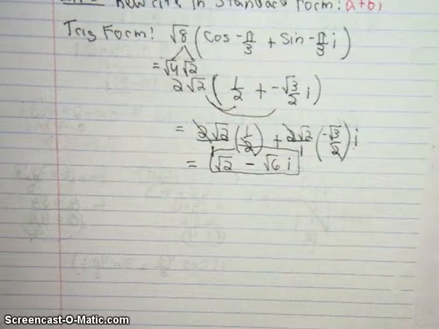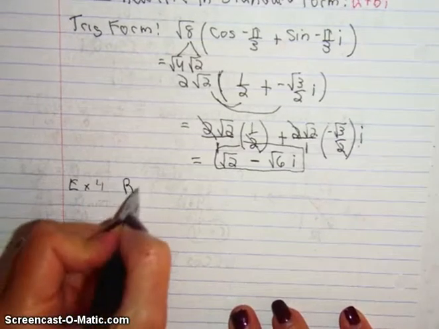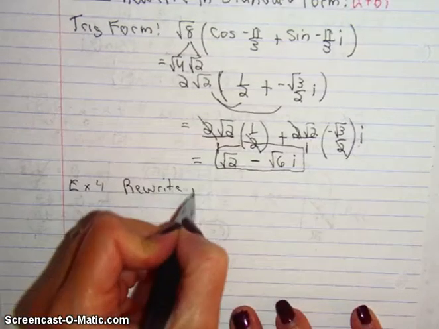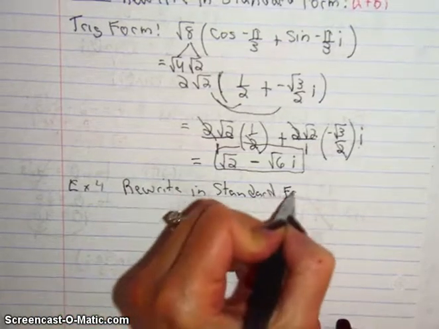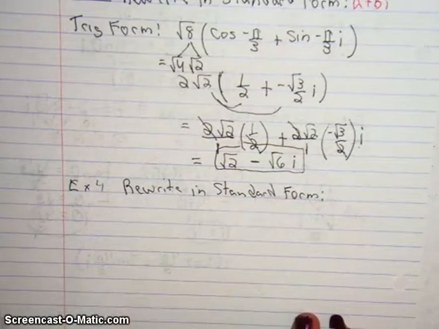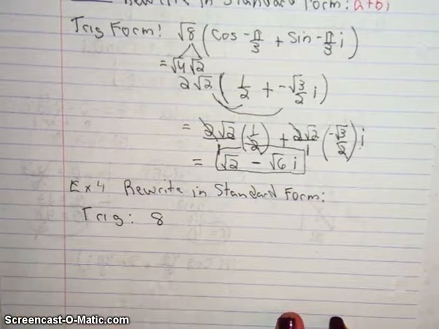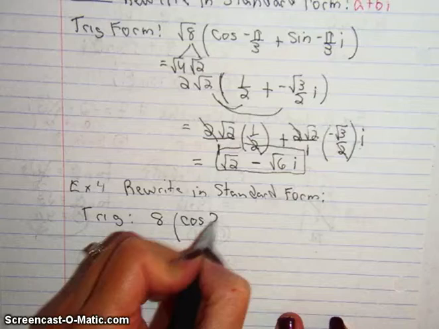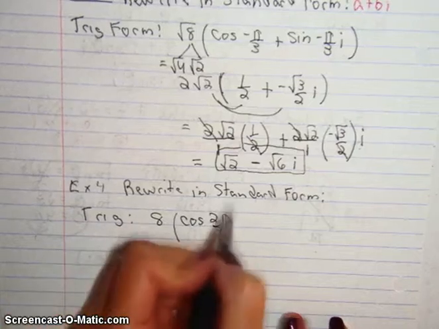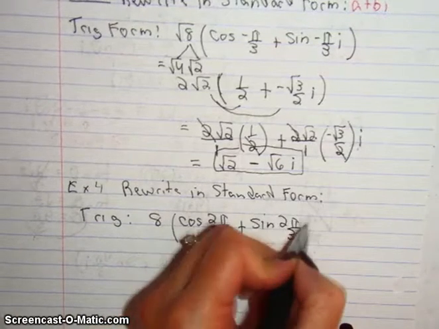Now, last one you guys do on your own. Okay? So example 4. Rewrite in standard form. And after this, we'll get you guys some work time. So rewrite in standard form. The trig form is 8. So guys, don't mess with the 8. It's not under a root. Cosine 2 pi over 3 plus sine 2 pi over 3 i.